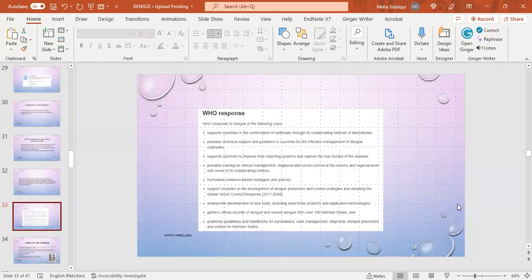It reviews the development of new tools, including insecticide products and application technologies. It gathers official records of dengue and severe dengue from over 100 member states and publishes guidelines and handbooks for surveillance, case management, diagnosis, dengue prevention, and control for member states.